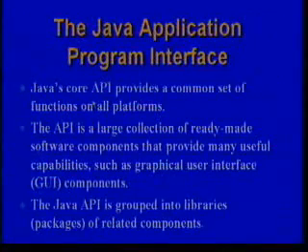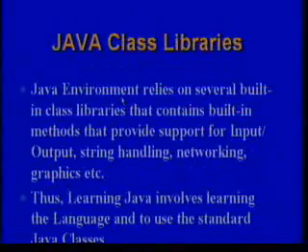Now the Java Core API provides a common set of functions on all platforms. For example, when we listed java.net or java.awt, when you download the Java platform, these will all be available everywhere. Some of the important class libraries I will just glance through.